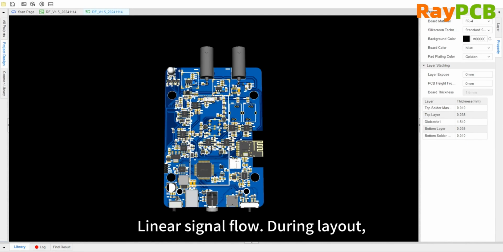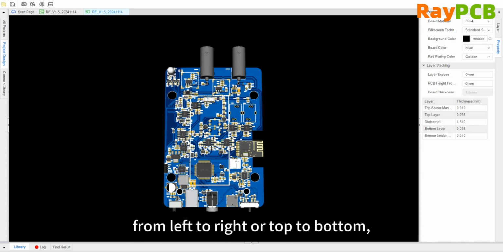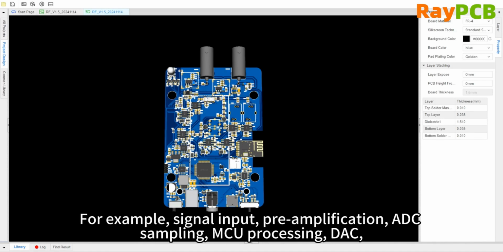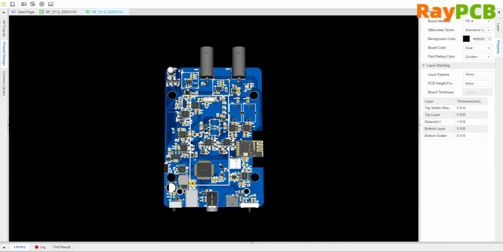When arranging linear signal flow, you should lay out the functional modules in a linear fashion according to the signal processing sequence, from left to right or from top to bottom as much as possible. For example, signal input, preamplification, ADC sampling, MCU processing, DAC backend driving, interface output, and so on.